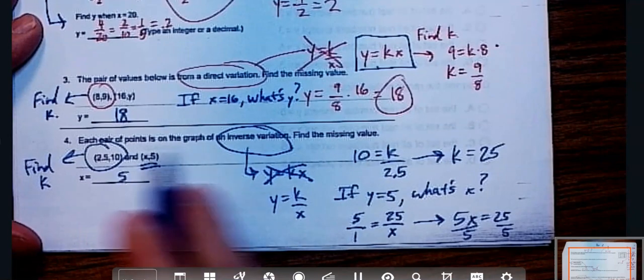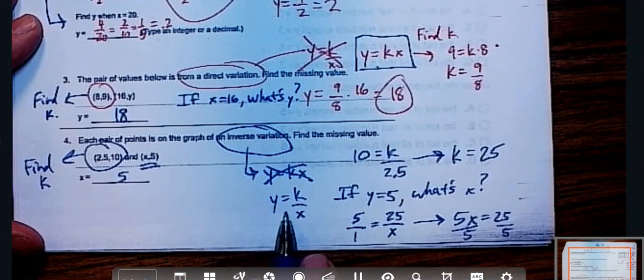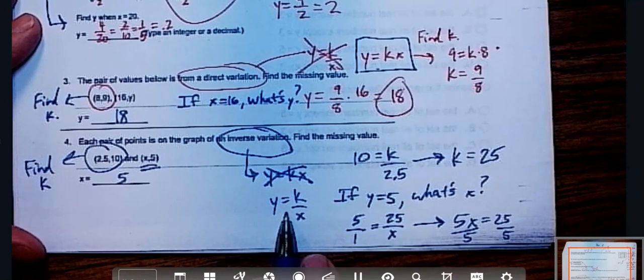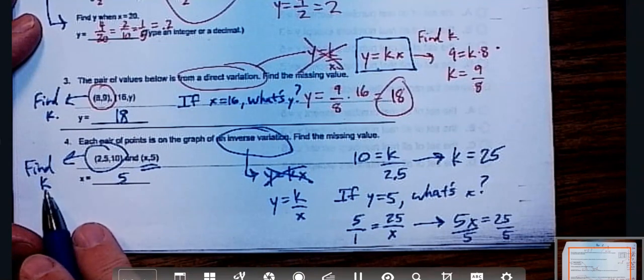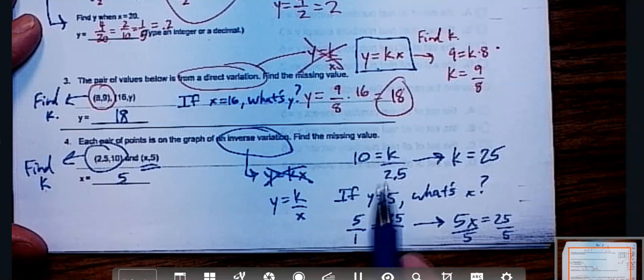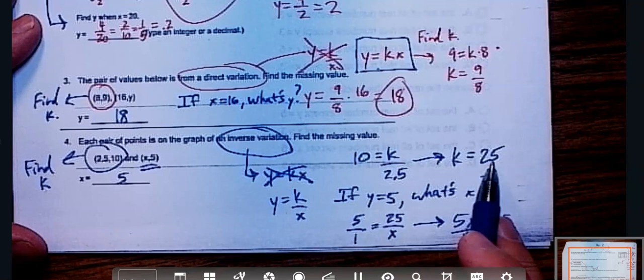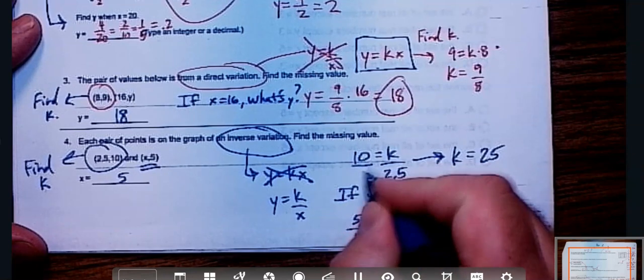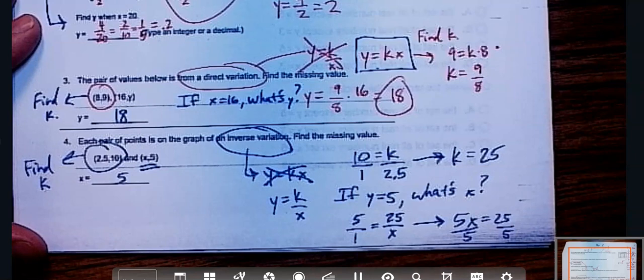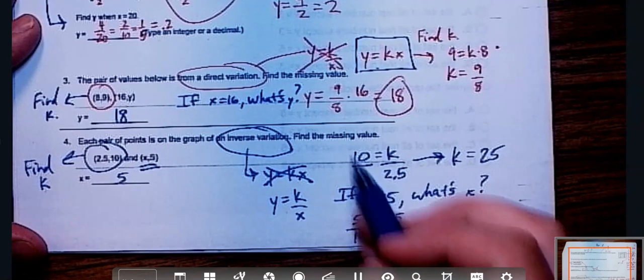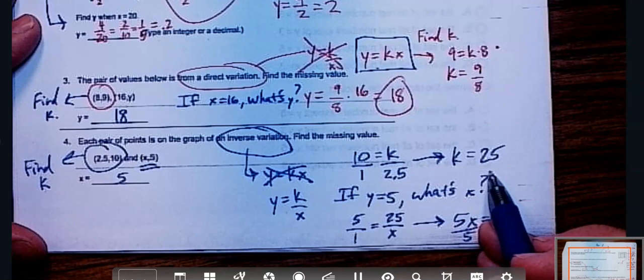Question 4. We've got inverse variation, so immediately I write y equals k over x. They gave me this coordinate, so I could find k. So I plugged it in. Of course, we did multiplication to get there, 25. Now, some people like to write it over 1 and then say that you're cross-multiplying, which is not a bad suggestion. I like it. It still gets you the same thing, k equals 25.